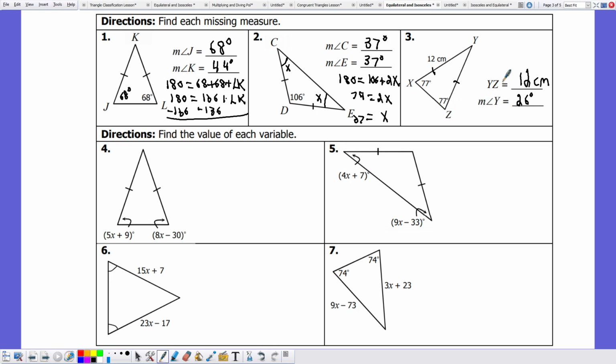Part 4 wants us to find the value of x. We have two equal sides, therefore the two base angles are the same. So this angle and this angle are exactly the same measure. Even though they have different expressions, they still will end up having the same measure. So that means they're going to be equal to each other. So we set up an equation of 5x plus 9 equal to 8x minus 30.